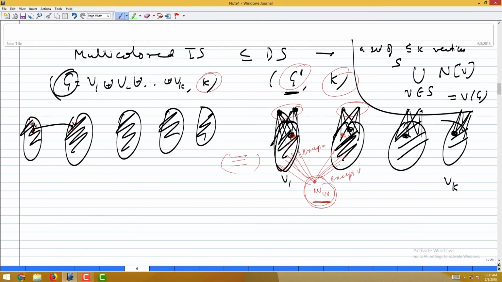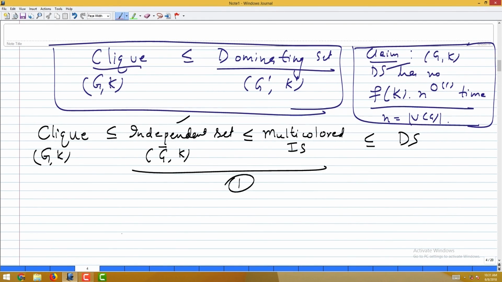And hence, because of this, since clique can't have an FPT algorithm, independent set can't have an FPT algorithm, this can't have an FPT algorithm, and hence dominating set can't have an FPT algorithm.